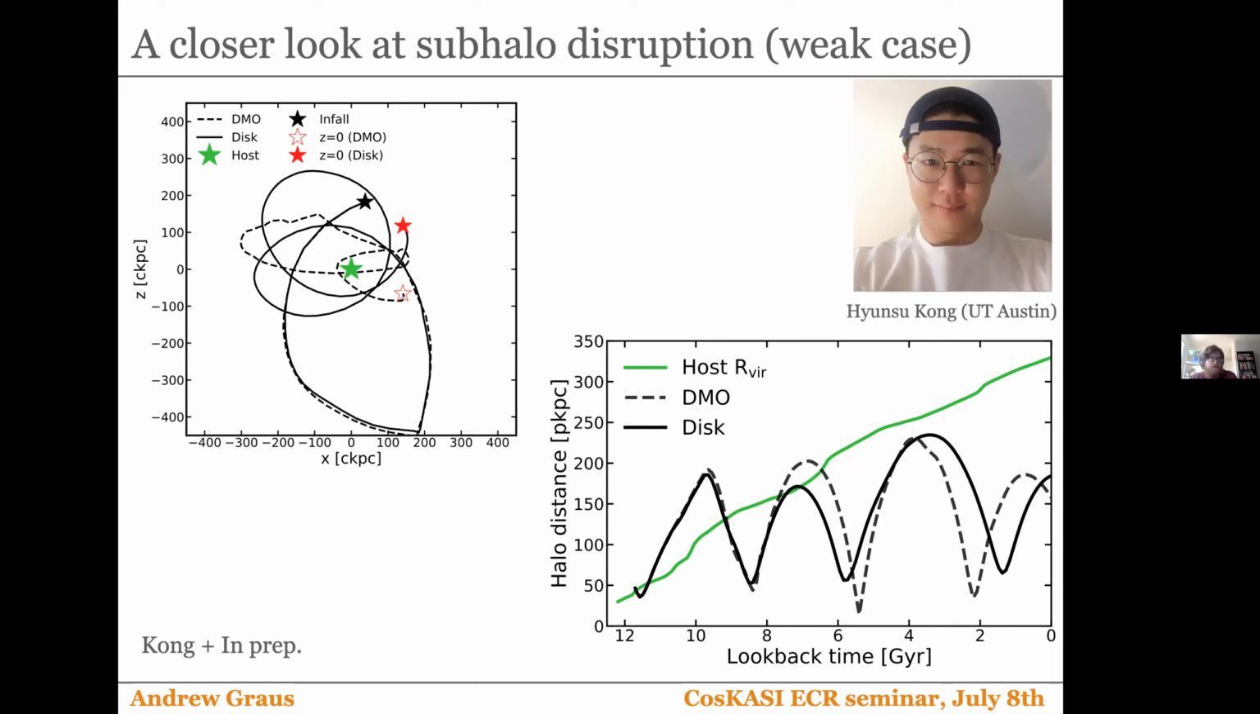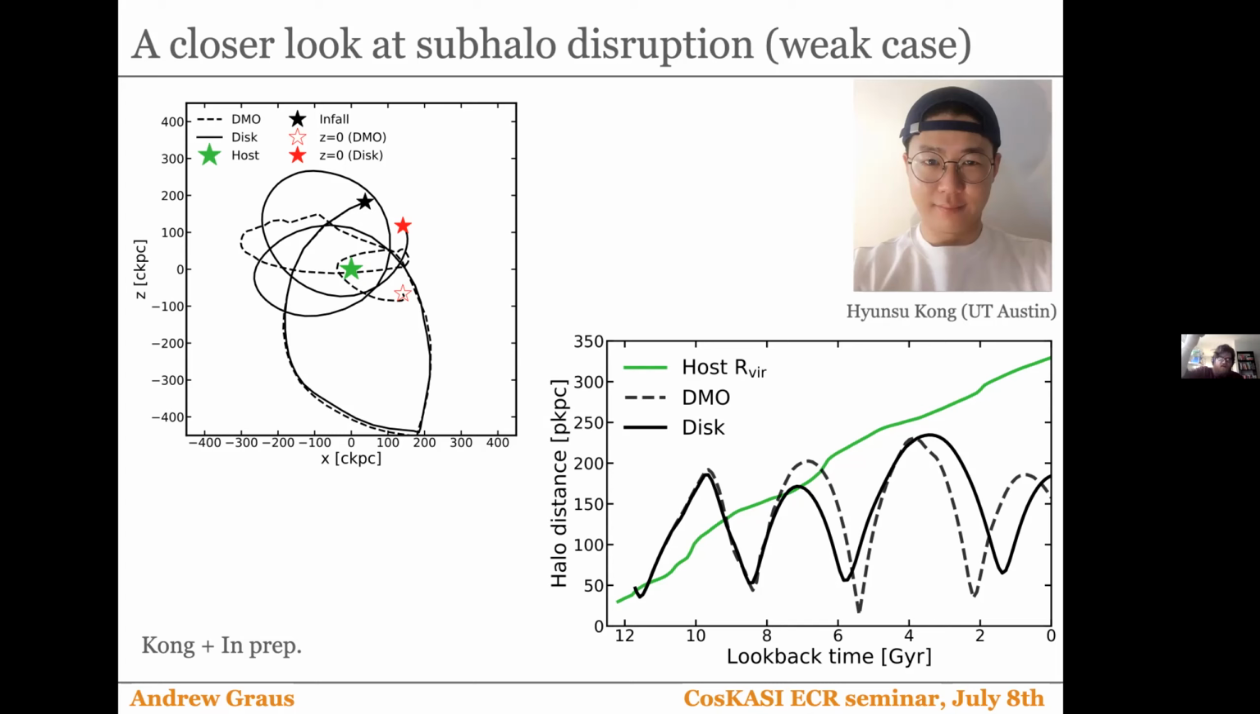So this is the weak case. In the top left is a projected map of what the orbit of this halo looks like, both in its disk simulation and then the corresponding dark matter only simulation. These are the same simulations, just one has a disk potential in it. So we're able to identify the same subhalo in both cases and see how things change. The black star is the beginning, basically when it falls into the virial radius of the Milky Way.